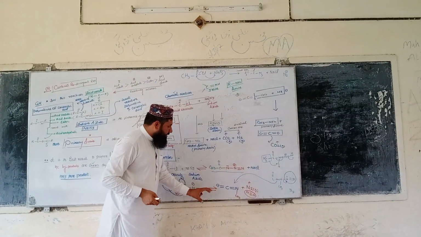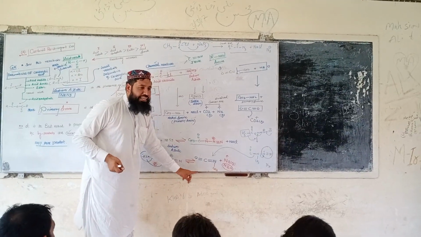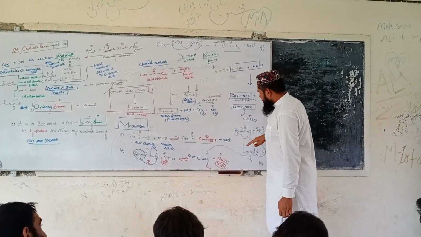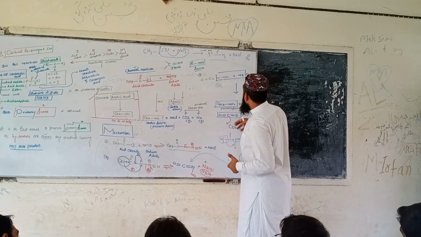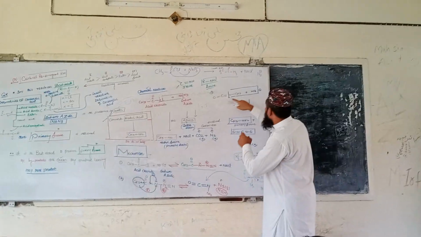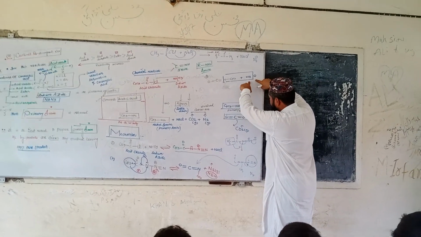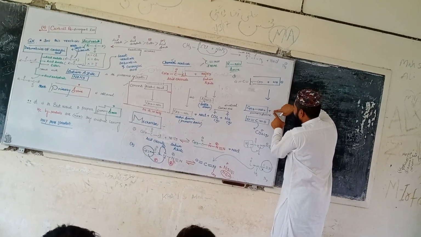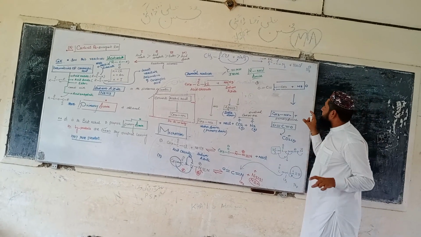Now look at the third step. This is the second step. Methyl isocyanate is formed. Now this methyl isocyanate is being attacked by what? This is methyl isocyanate. It's being attacked by H2O, and as a result we can get methylamine.